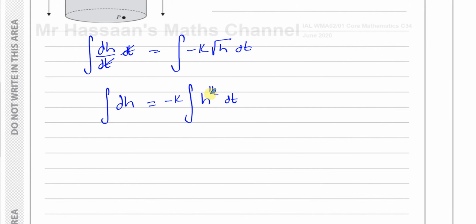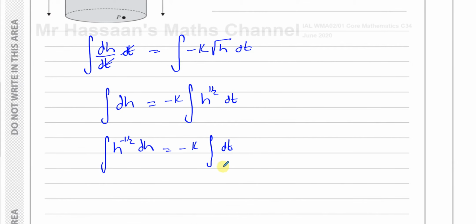Now you have h to the power of a half here. If I divide both sides by h to the power of a half, I'll have 1 over h to the power of a half, which is h to the power of negative a half, getting it ready to integrate. So this is h to the power of negative a half, integrating with respect to h, equals minus k times the integral of, well, it's just 1 times dt. Okay, 1 dt. So now I can integrate this.